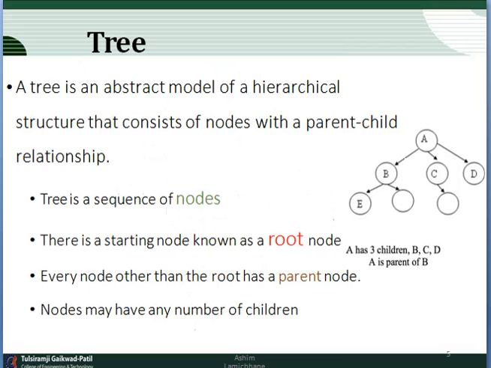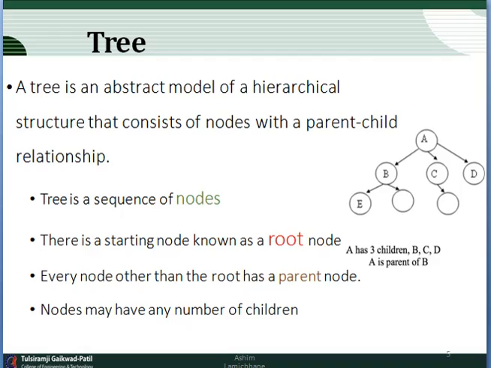Next is tree. A tree is an abstract model of a hierarchical structure that consists of nodes with a parent-child relationship. A tree is also a sequence of nodes. There is a starting node known as the root or root node. Every node other than the root node has a parent node. The root node does not have any parent. That is the origin of a particular tree, or the start of a particular tree, we can say. Nodes may have any number of children. The root node or any other node may have any number of children.